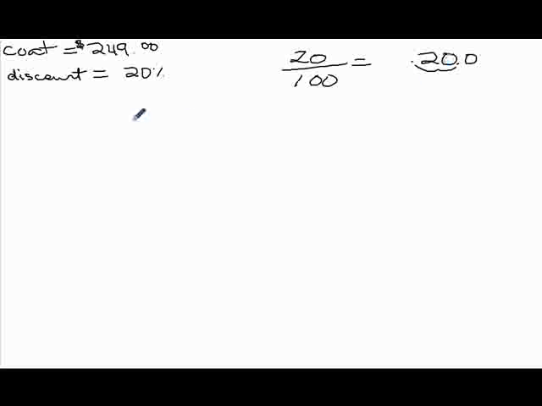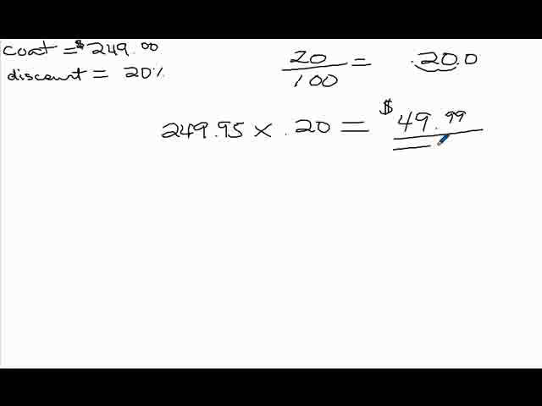So now that we know that, the math for this question is relatively easy. So we have the price of the coat, which is $249.95. And all we need to do is multiply by the discount, which is 0.20, or 20%, and that's going to give us $49.99. Now this is the discount price.